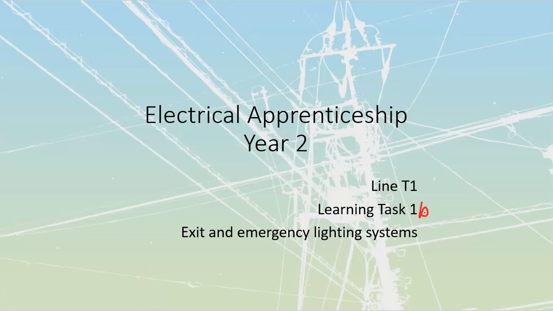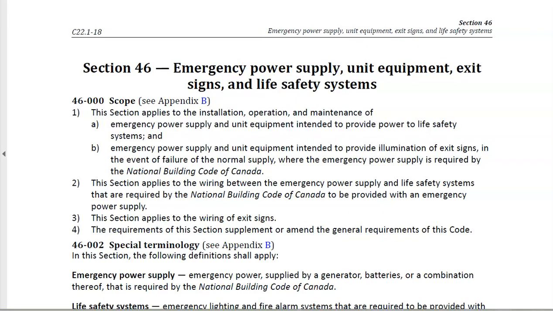All right. Let's take a look at our Canadian Electrical Code and how it relates to what we're looking at over here. We're going to start by going into our section 46. Section 46 is emergency power supply, unit equipment, exit signs, and life safety systems. So it's comprised of 3 different sections that it is going to be covering.